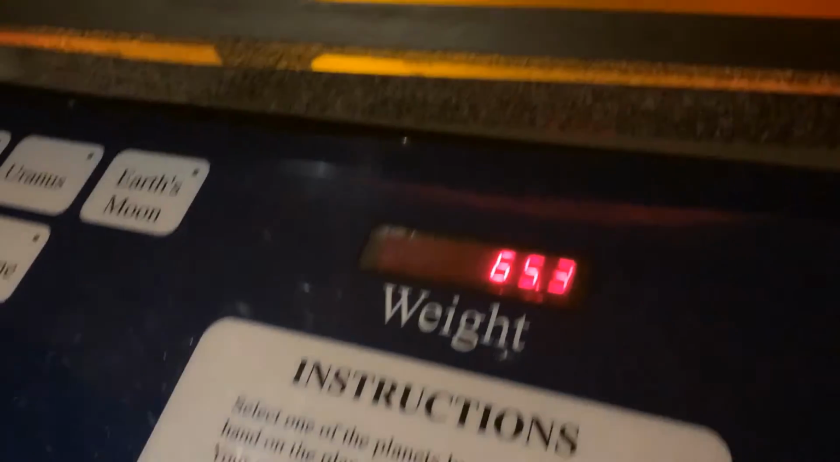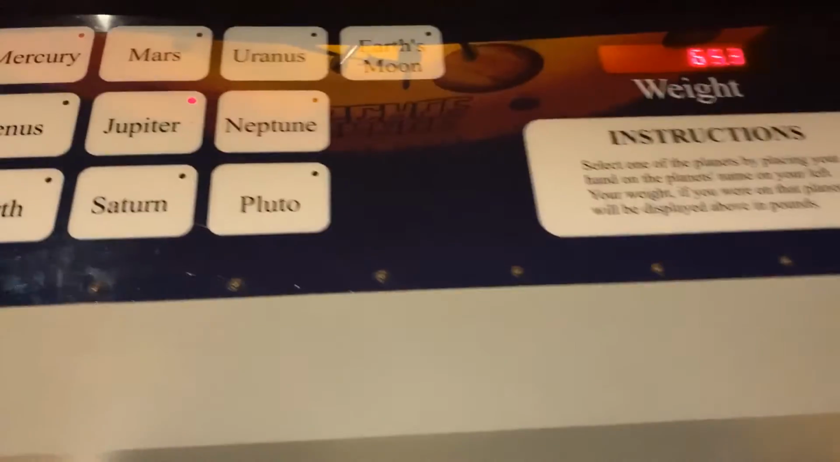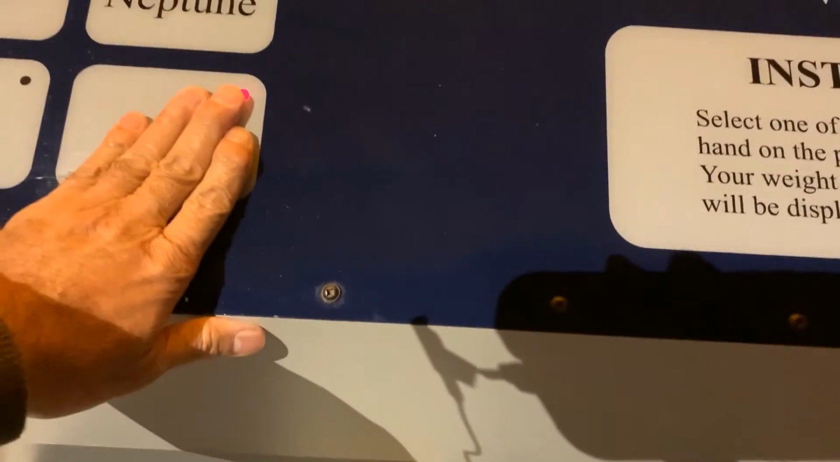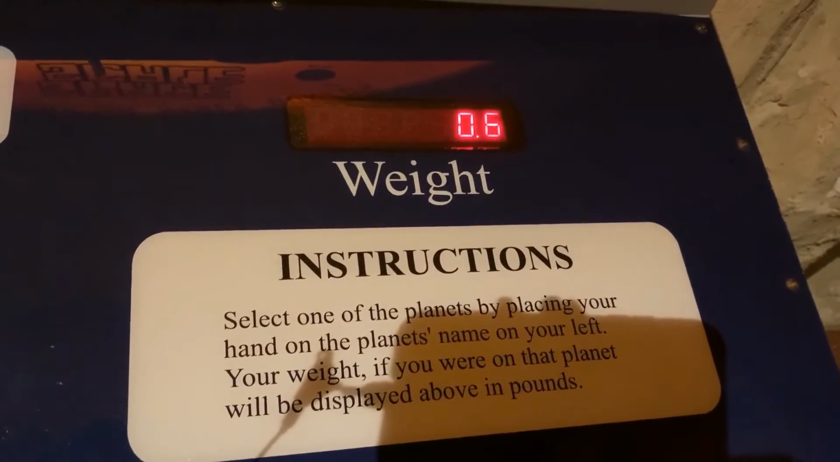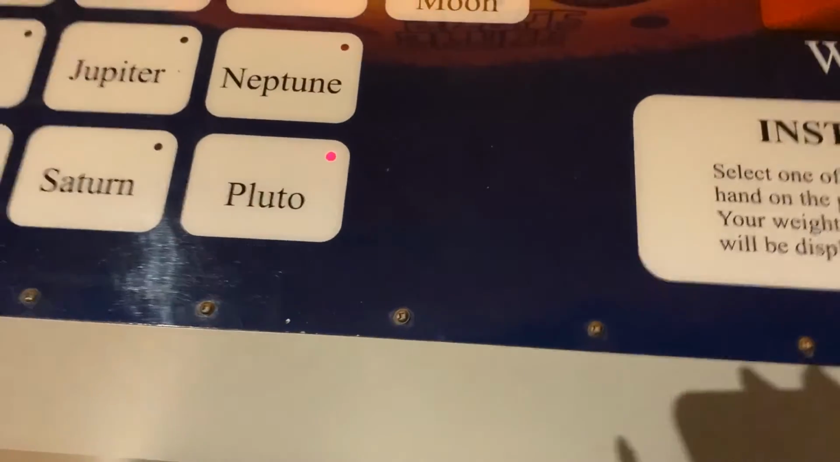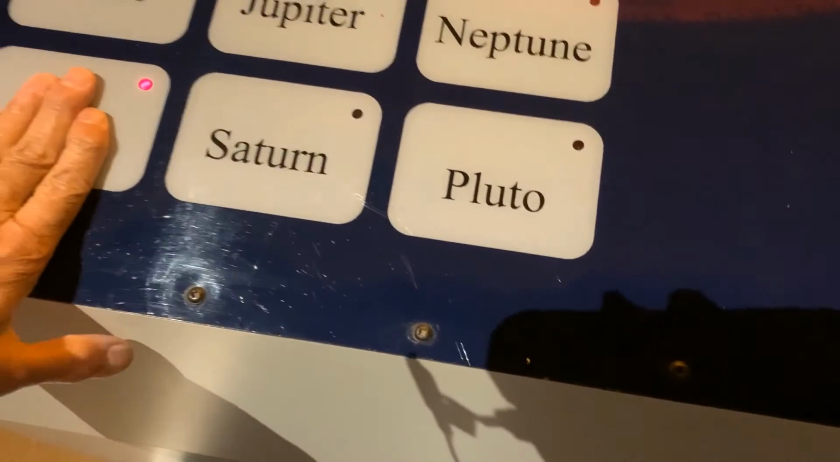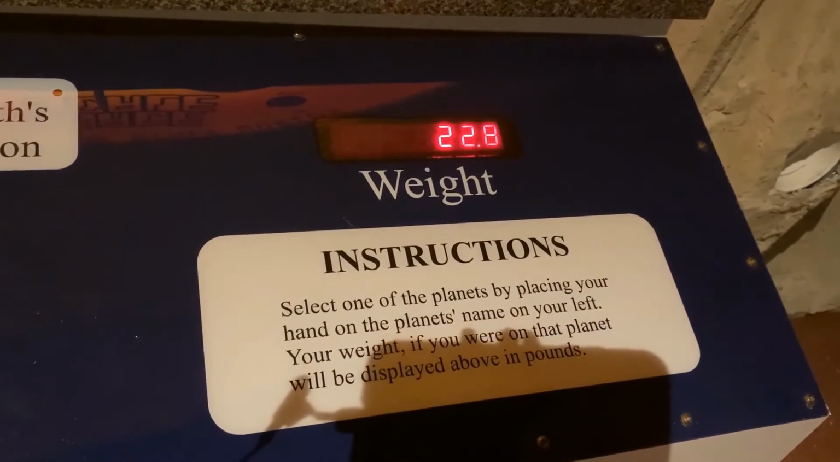So form a hypothesis on whether or not you think Pluto will be much more, much less, not much more, not much less, or similar in weight. Let's put our hand over Pluto. 0.6 pounds is Pluto. The weight for Earth was 22.7 pounds, which we'll show you right here again, or 22.8.